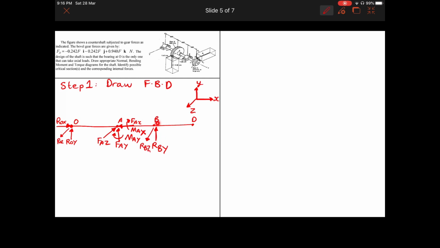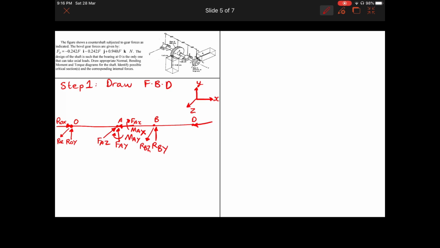So now I'm assuming them to be positive. And now let's move on to point D. We have three forces, Fx, Fy and Fz. Fx and Fy are in the negative direction. Fz is in the same direction as the axis, so that will be positive.